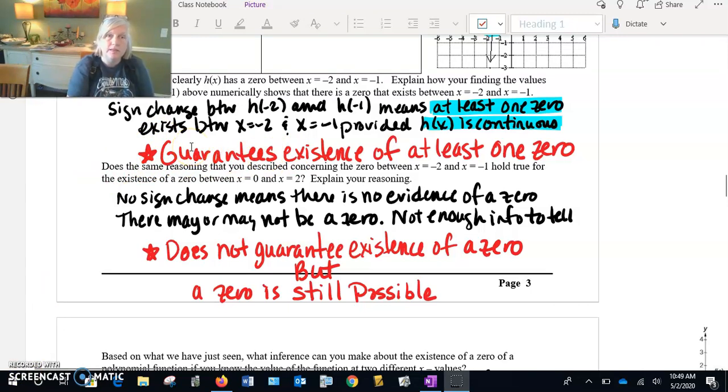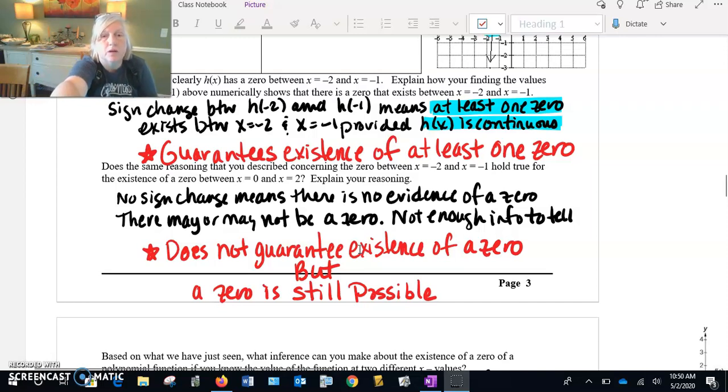So looking at this, we have that if there is a sign change, so if one y value is positive and one y value is negative, or vice versa, it doesn't really matter what order, there just has to be a sign change on a continuous function that guarantees the existence of at least 1 0. Maybe more, but it guarantees that there's one. If there's no sign change, what that means is that we don't really have evidence whether there is or there isn't. It's not enough information to tell. So we usually say that does not guarantee the existence of a 0, but the 0 is still possible. It just may be that we're just too zoomed out on the graph.